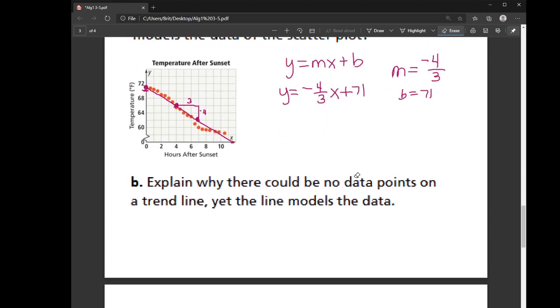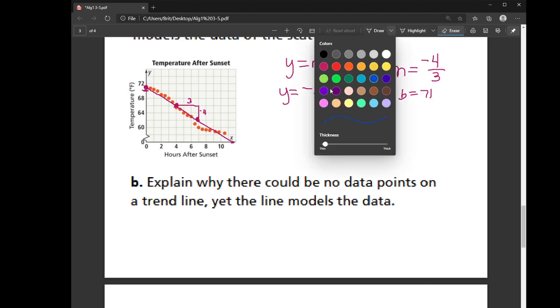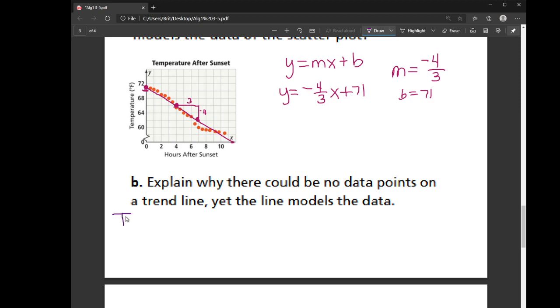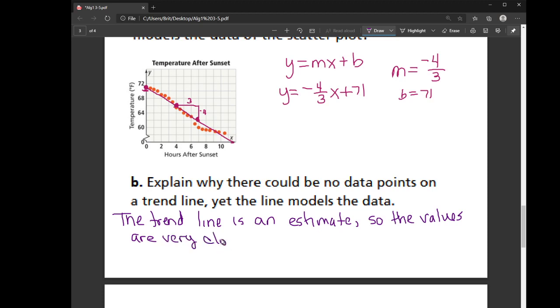This one says, explain why there could be no points on the trend line, yet the line still models the data. Say that none of the points were touching my line. The trend line is an estimate. If you are estimating, you're guessing values that are very close to the data point, or to the real value, but not necessarily exact. If you have some points above the line and some points below the line, they kind of cancel each other out, is kind of what I'm trying to say there.